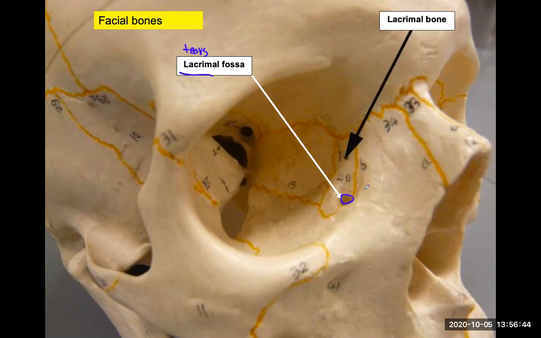I tell my students, if you want to think about this, think that when you cry, you also get a watery nose. The reason for that is that extra tears travel through the lacrimal fossa, get into your nasal cavity, and drain from your nose. Now, the bone that this hole is associated with, which is this bone right here, is called the lacrimal bone, which is one of your facial bones.